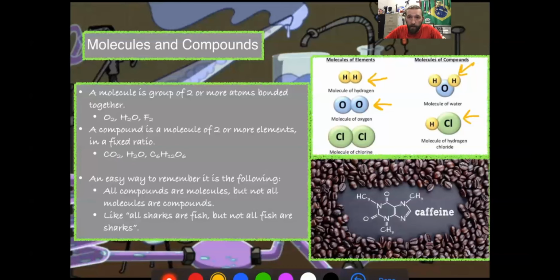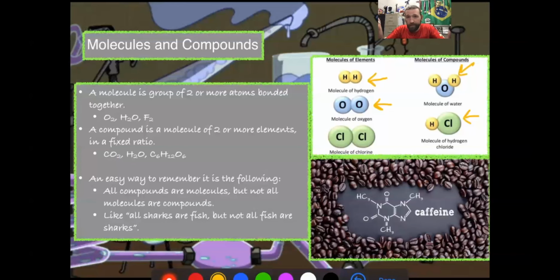All compounds are molecules, but not all molecules are compounds. The same way that all sharks are fish, but not all fish are sharks. Or all humans are mammals, but not all mammals are human. Okay, so all a compound is, is more specific. When I say molecule, I'm just talking about 2 atoms stuck together. It could be water. Water is a molecule, but water more specifically is a compound because there's 2 different types of elements in it.